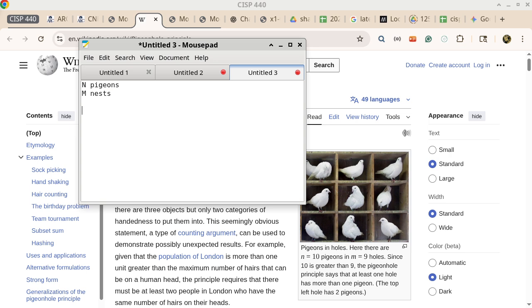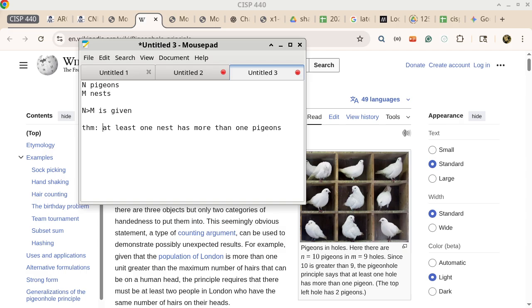So when the pigeons come back, n is known to be greater than m. This is given. Is that okay? So what we want to say is that at least one nest has more than one pigeon, or we can basically say one of the pigeonholes has more than one pigeon. Okay, so how do we prove it? This is the theorem.